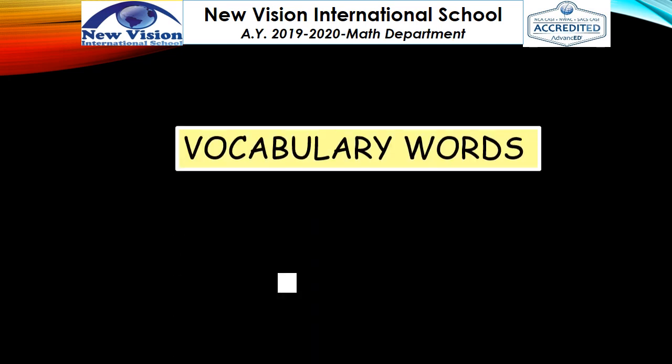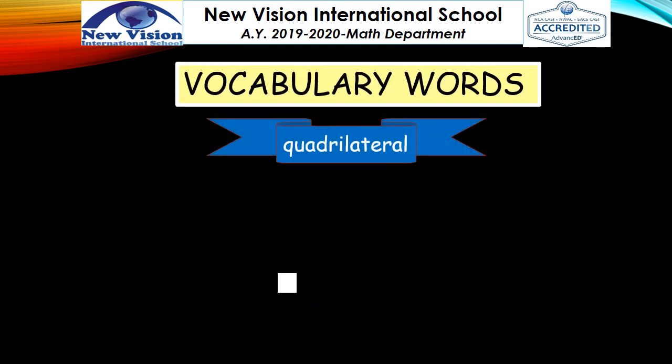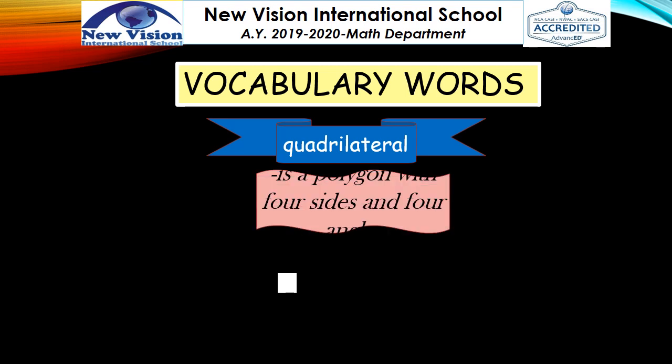Very good. Next, we have here quadrilateral. Repeat, quadrilateral. One more, quadrilateral. From the word itself, quadri meaning 4, lateral meaning side. Okay, so meaning 4 sides. Did you get that? Good. So what is it? It's a polygon with 4 sides and 4 angles.